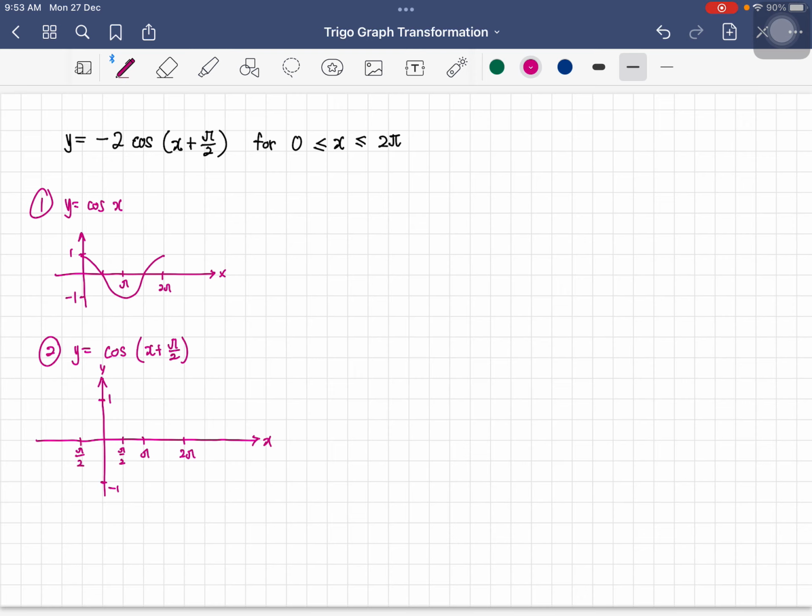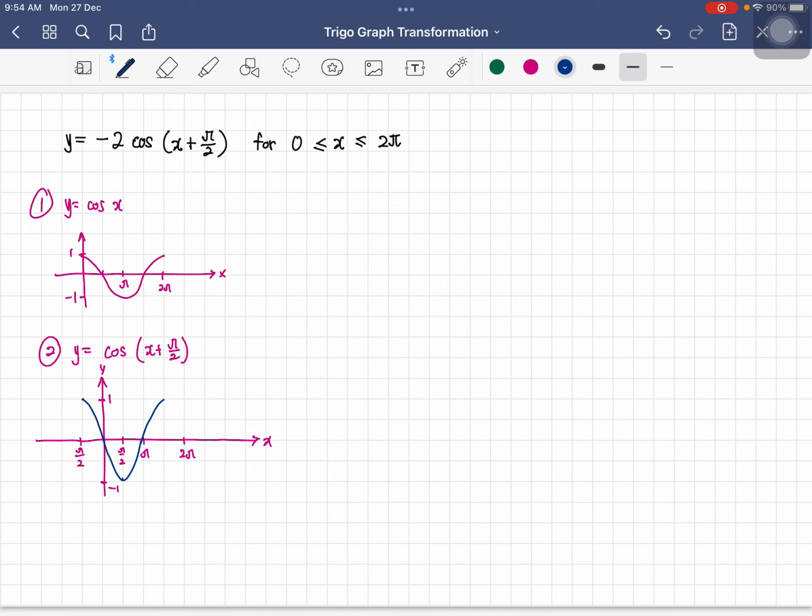Now this graph is shifted to the left by pi over 2 units, so it should start at pi over 2 here, right? It goes this way, something like this. Because it is shifted to the left by pi over 2 units, it should start here. Go this way, it goes to this, it goes to this. So that is your cos of x plus pi over 2.